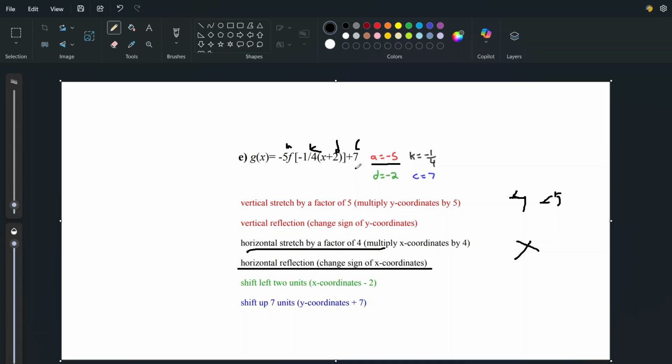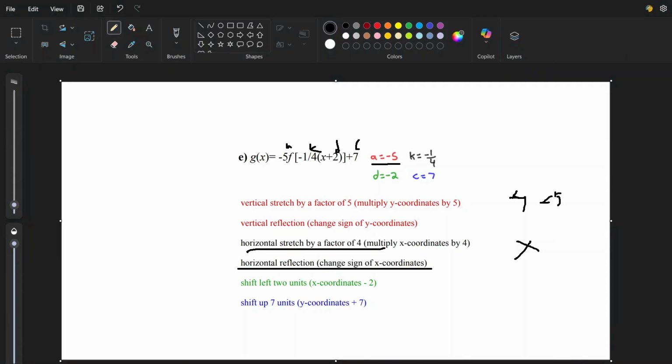This one, our d is -2. And since it's a negative, it moves to the left. If it was positive, it moves to the right. You get that? And our C is 7. So since our 7 is positive, it shifts up. But if it was negative, it will shift down. So I hope you get that.